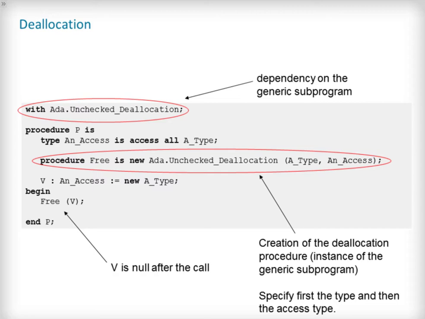An access type object is created and explicitly initialized with an allocated target object of type A_type. The only body statement is then to call Free, which will deallocate the target object, and very conveniently the compiler will set the access type object back to null.